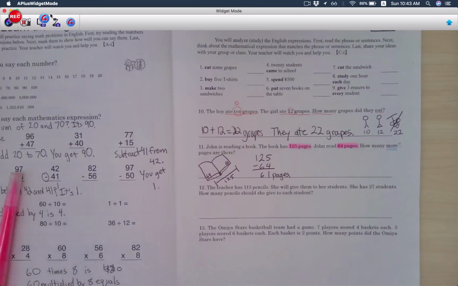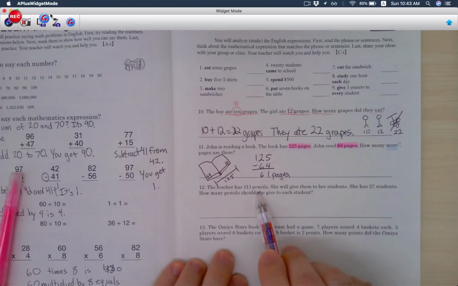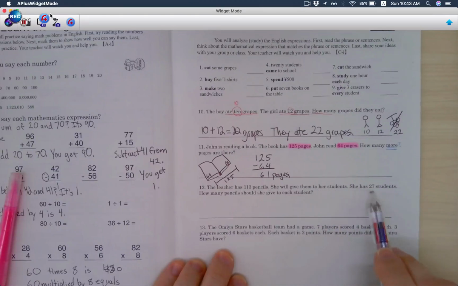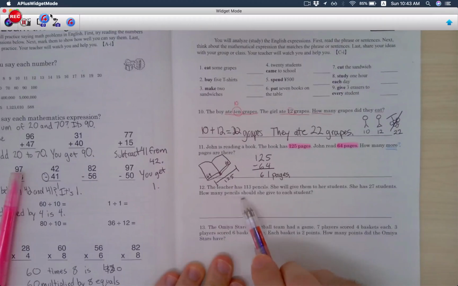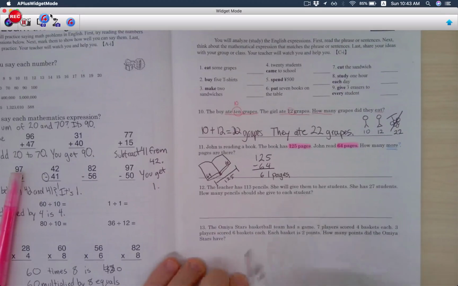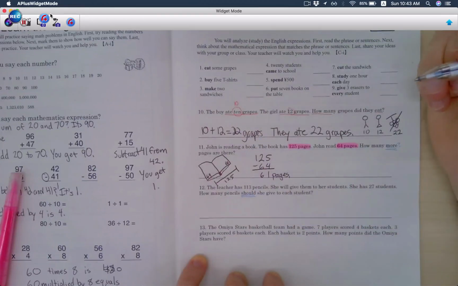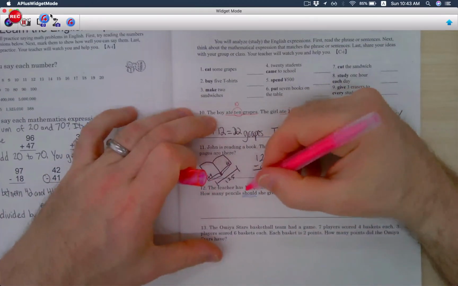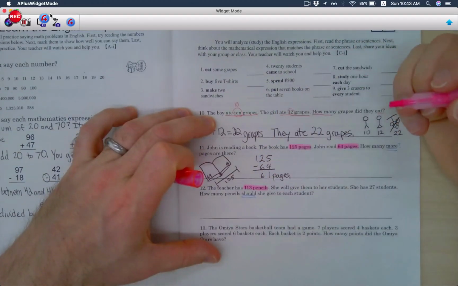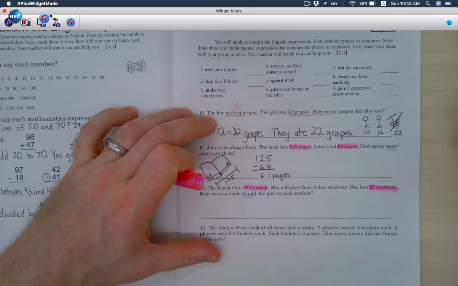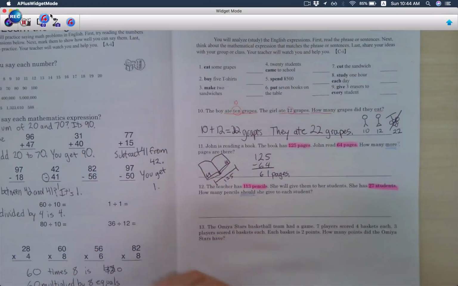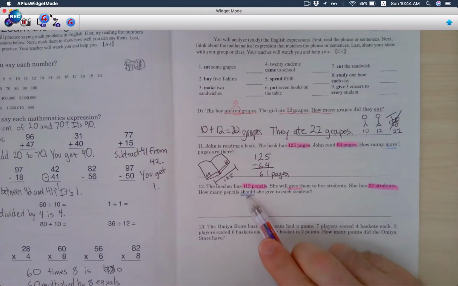The teacher has 113 pencils. She will give them to her students. She has 27 students. How many pencils should she give to each student? Well, again, there's a word I'm not sure about, but I also see that there are 113 pencils and 27 students. And I also see the word give. So she's giving these to her students. Now, I need to check on the word should.